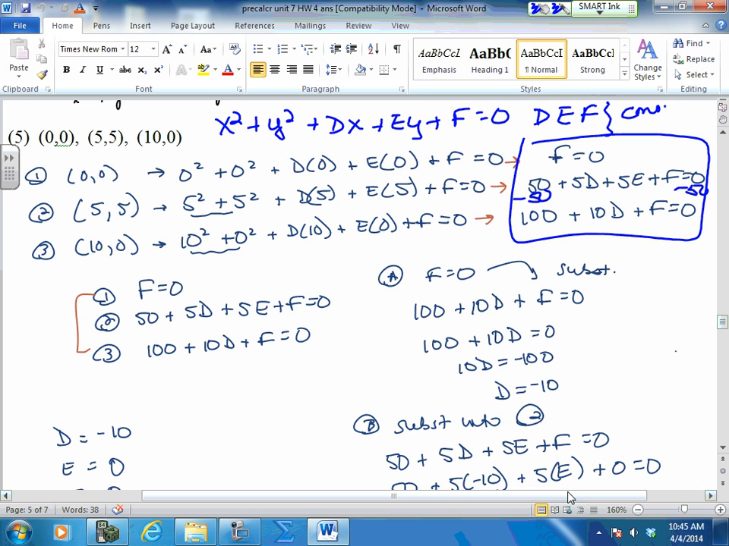Let's see if I can squeeze this in. F is equal to 0. This guy's going to have 5D plus 5E plus F equals negative 50. And this guy, you've got to move this guy over. You're going to have 10D plus no E plus F equals negative 100. Your constant has to be by itself on the right-hand side. Your 3 variables have to be lined up together.